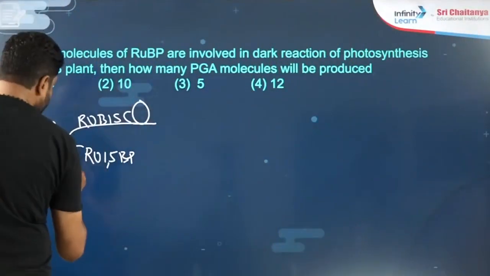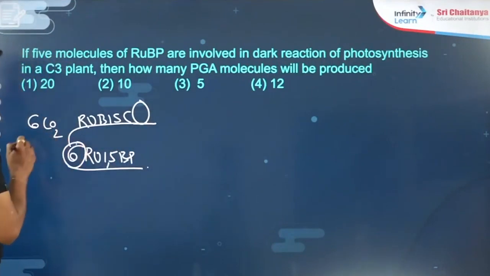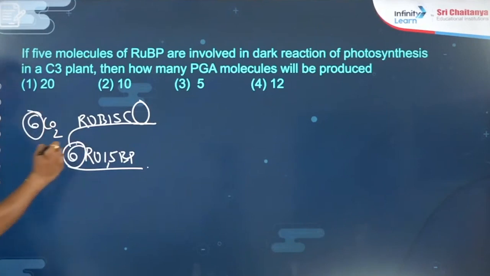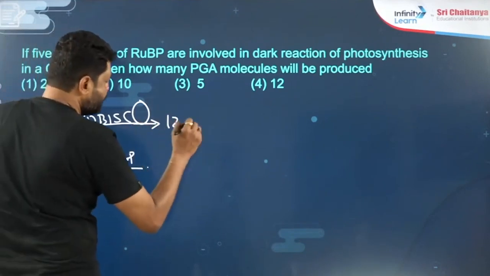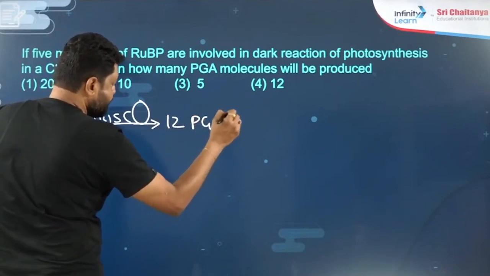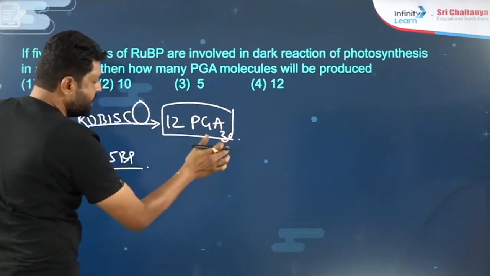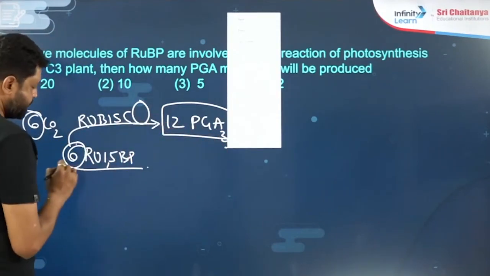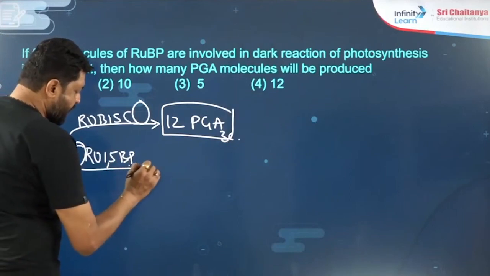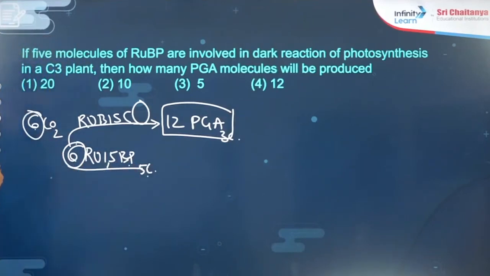So 6 moles of ribulose 1,5-bisphosphate and 6 moles of CO2, in the presence of the enzyme rubisco, will turn into 12 molecules of PGA, phosphoglyceric acid, which is 3C. 3 into 12, 36; 6 into 5C, each is a 5C, 30 plus 6, 36. Was it clear?